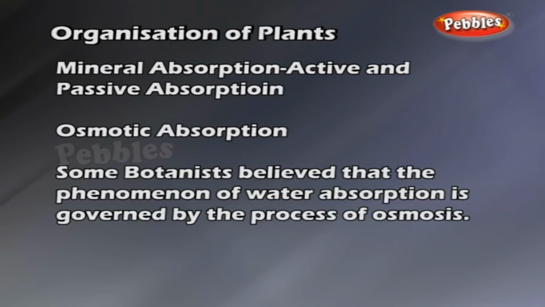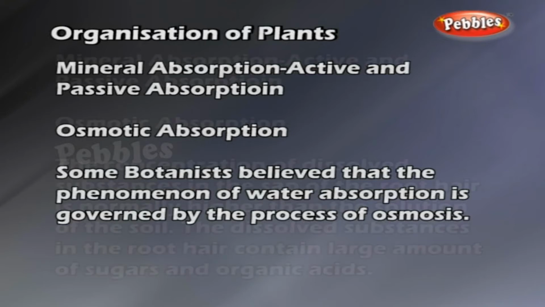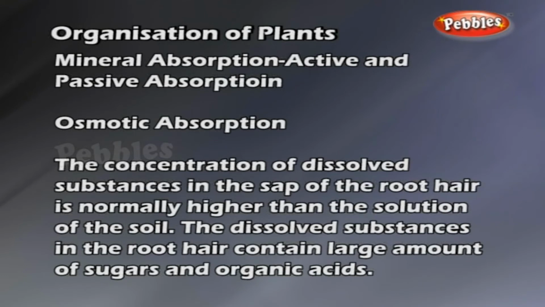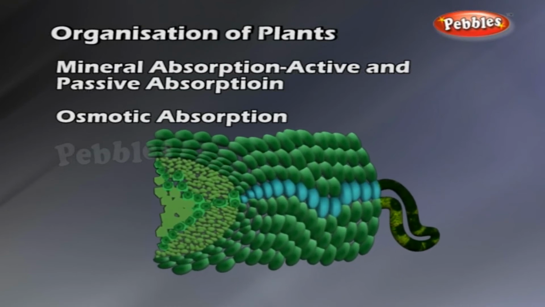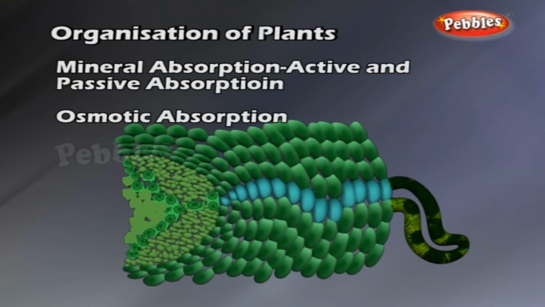Mineral absorption, active and passive absorption. Osmotic absorption. Some botanists believed that the phenomenon of water absorption is governed by the process of osmosis. The concentration of dissolved substances in the sap of the root hair is normally higher than that of the soil solution. The dissolved substances in the root hair contain large amounts of sugars and organic acids. Thus, the water will pass from the soil into the root hair by endosmosis.